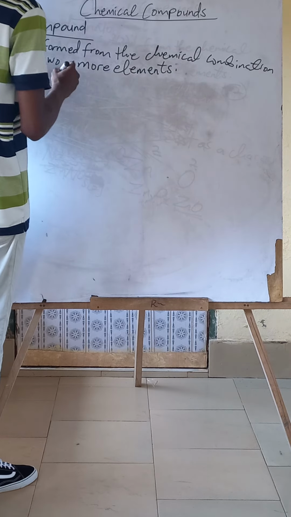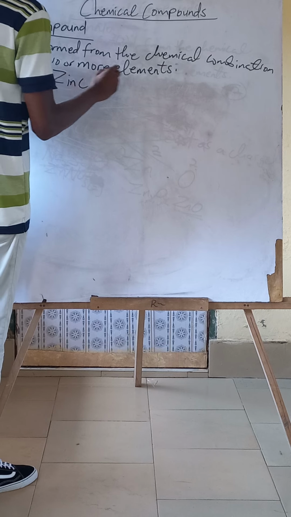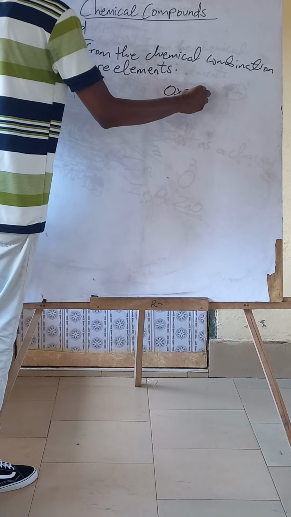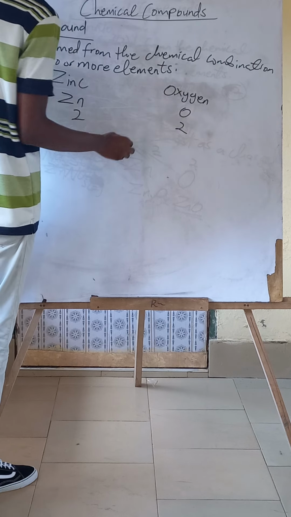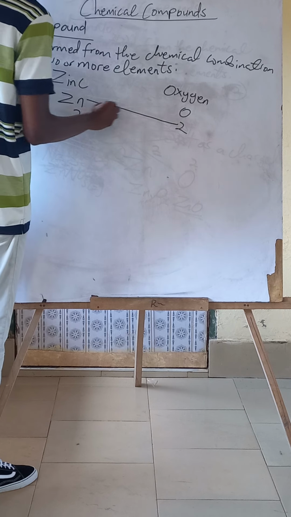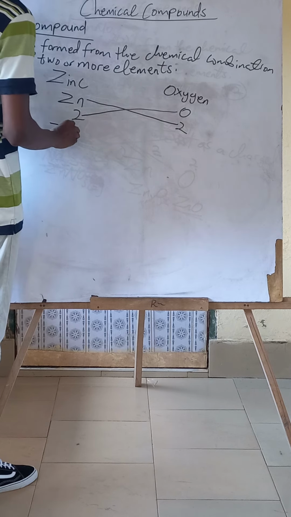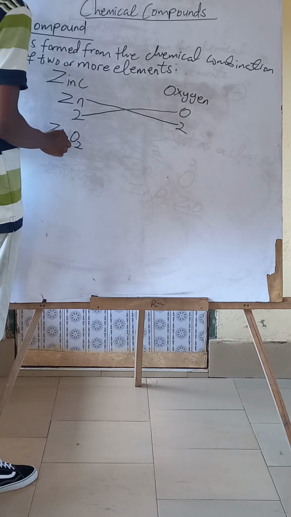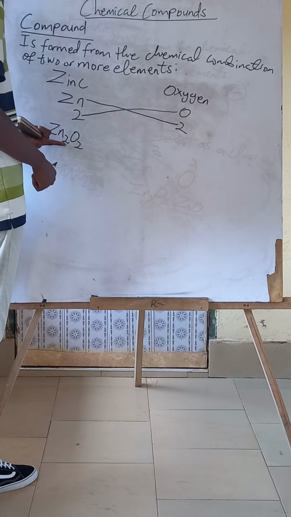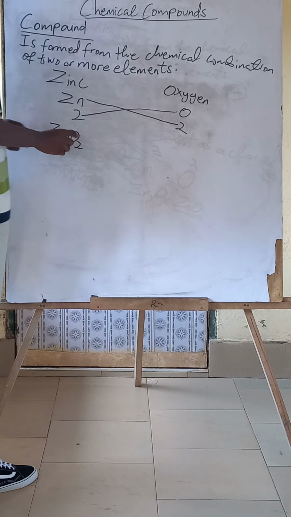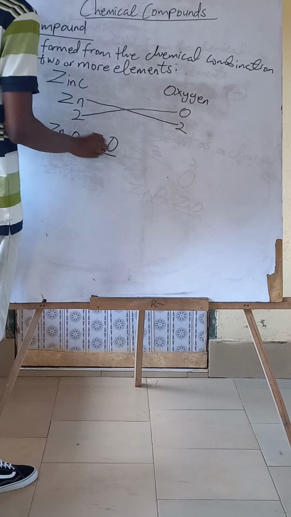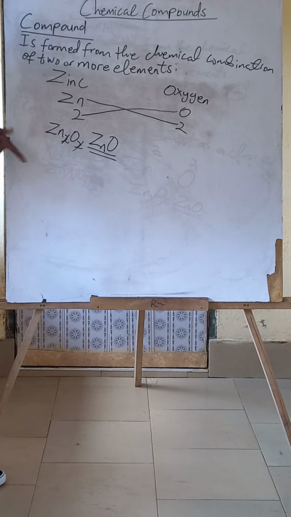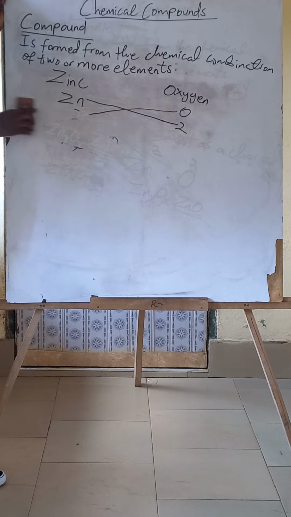What about zinc and oxygen? Zinc has a valency of 2. Oxygen also has a valency of 2. So give that of oxygen to zinc and that of zinc to oxygen. So you get Zn2O2. The 2 here is a valency. This 2 here is also a valency. So they can cancel. 2 will cancel 2. So you get ZnO, zinc oxide. So this is the compound that you can form from zinc and oxygen.